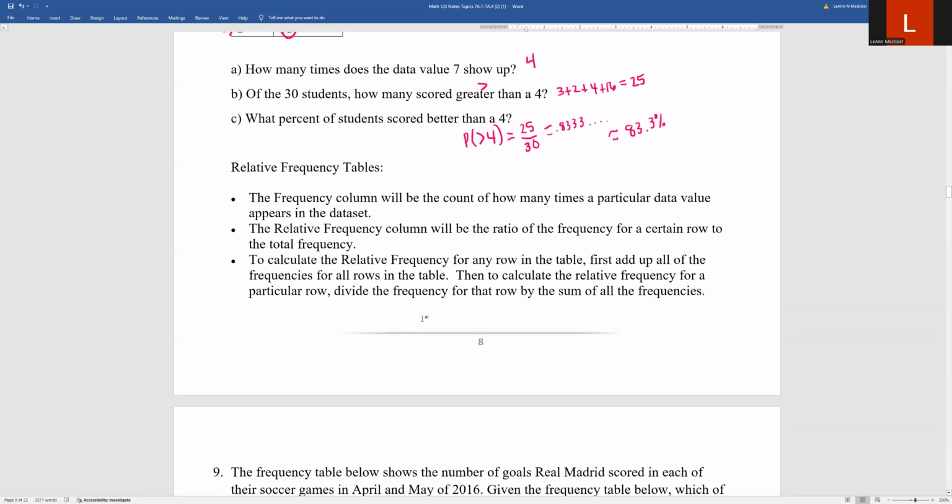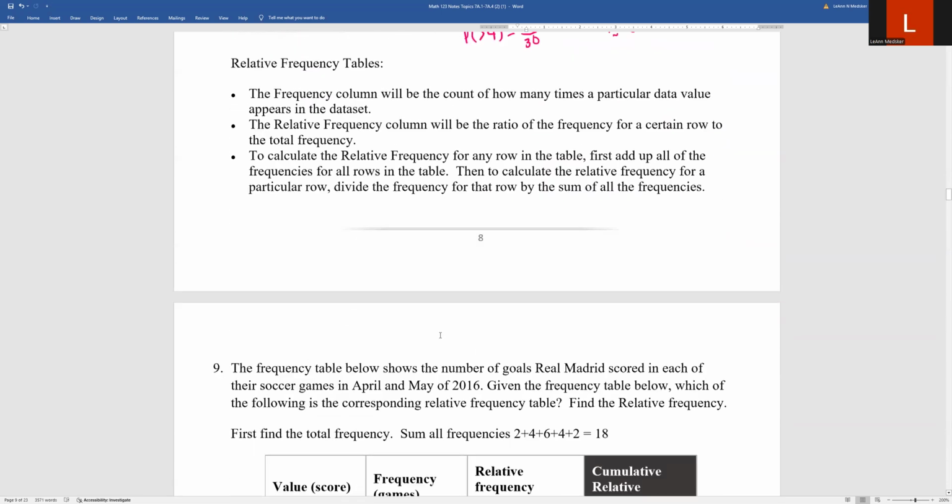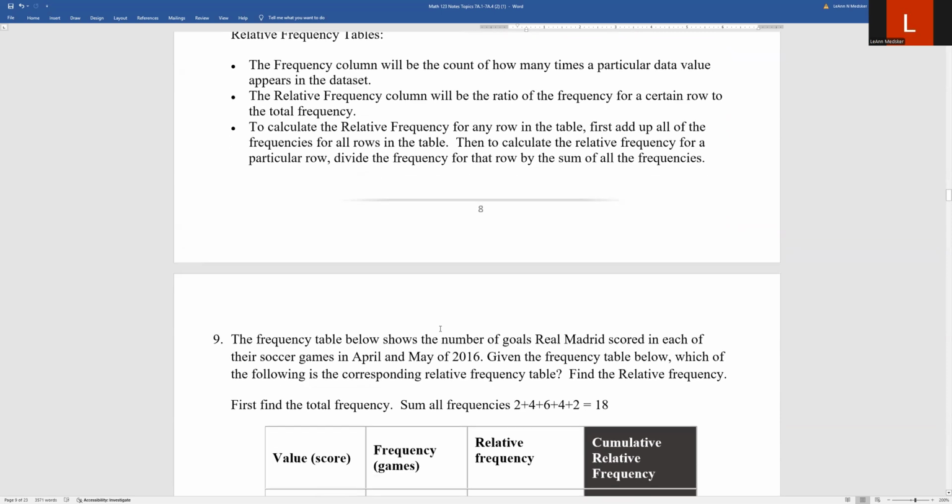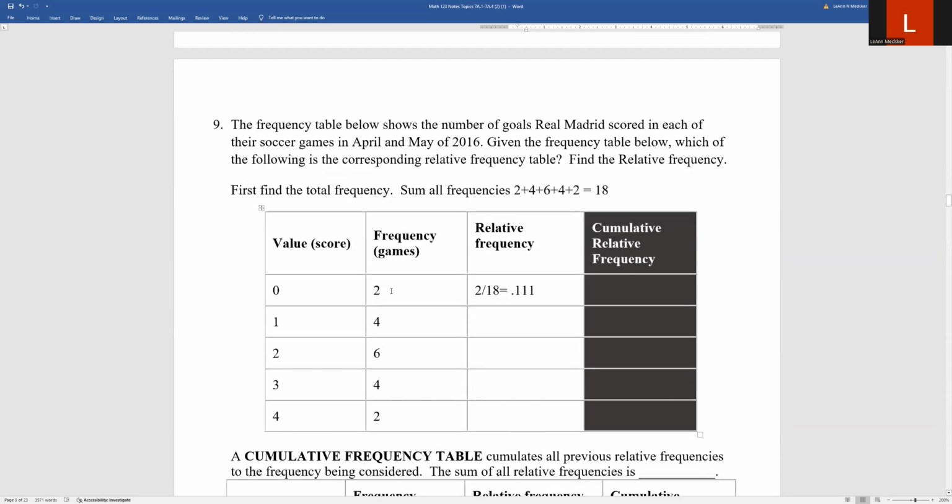Now, the next thing is, and I'm not going to read each of these lines to you because we're just going to do it. What we just practiced, you can do for each individual frequency. You can turn each frequency into the probability as a decimal for that specific thing. That is called the relative frequency. Notice this was the number of goals Real Madrid scored in each of their soccer games from April to May of 2016. Given the frequency table below, what is the corresponding relative frequency table? So we're finding the relative frequency for each one.